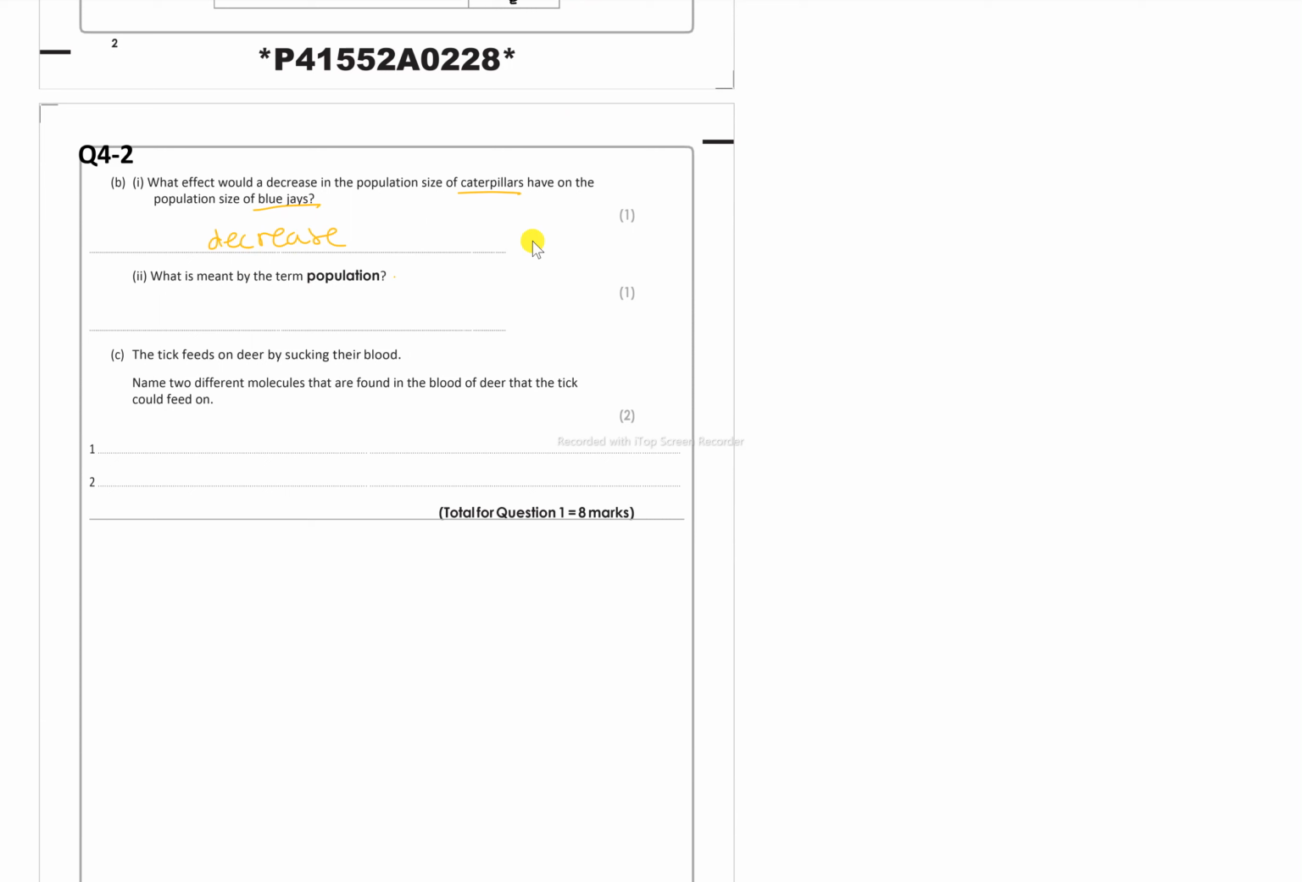Right, what does the word population mean? Population. Right, it's the number of the same species, and they emphasize the word same, in a habitat, or in an area, just say habitat.